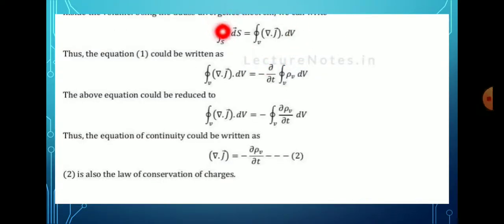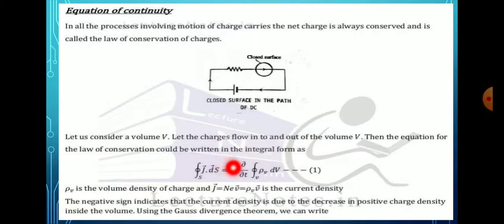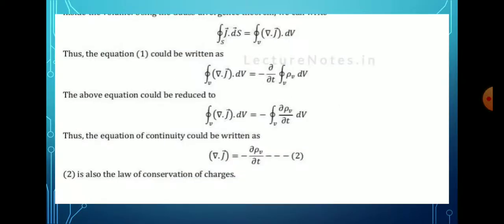The Gauss divergence theorem is the integration over S of j bar dot ds bar is equal to the integration over V of del dot j bar, that is the divergence of j bar, into dv. Now we put the value of the integration over S of j bar dot ds bar, which is equation number 1, that is minus dou by dou t of the integration over V of rho v into dv. Putting this value in this equation, we get the integration over V of del dot j bar into dv is equal to minus dou by dou t of the integration over V of rho v into dv.